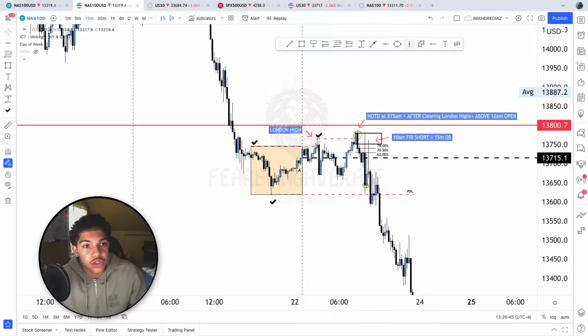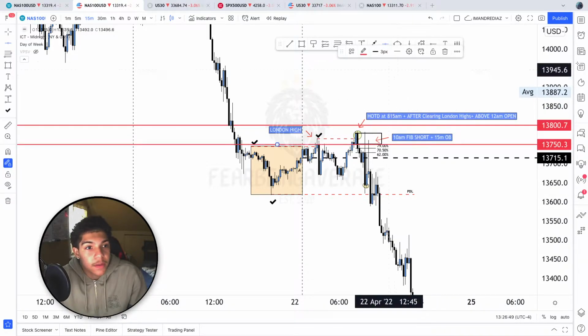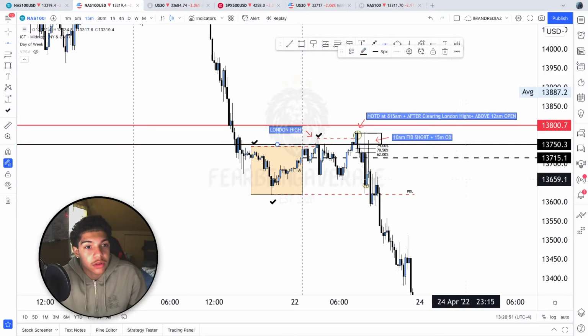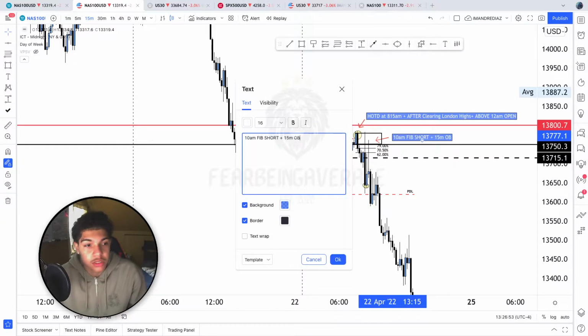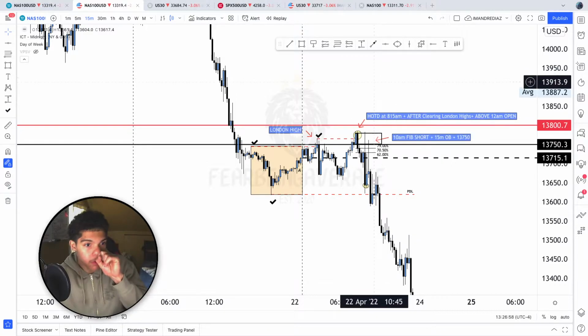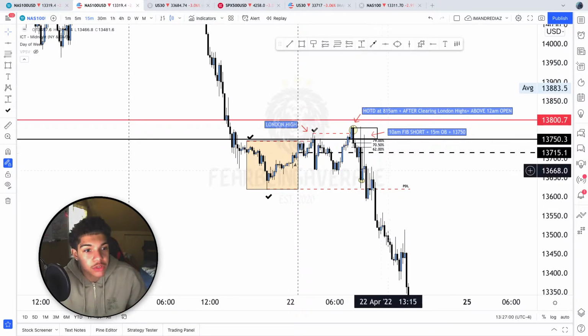And also pay attention to where we are price-wise. We retrace into that quarter point, 13,750. So that's a quarter point. So let's annotate that also. We tapped into 13,750 quarter point level. And from here, price expanded to the downside.